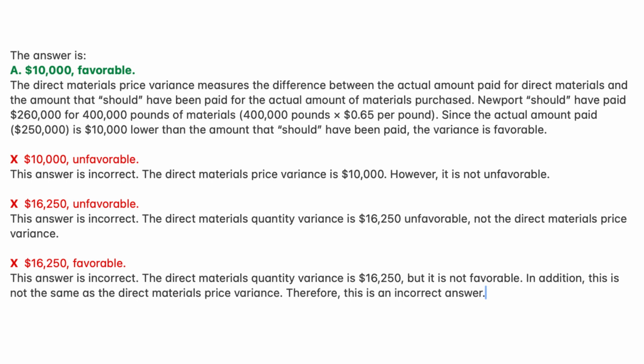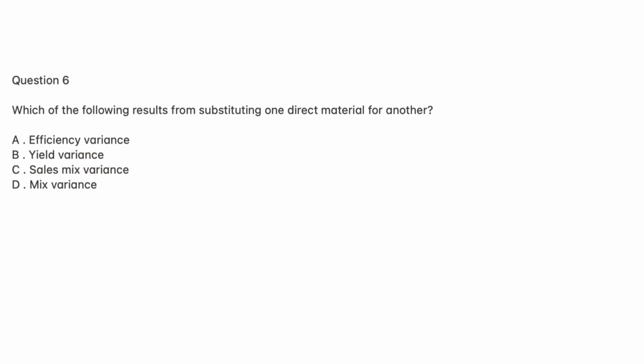$10,000 favorable. The direct materials price variance measures the difference between the actual amount paid for direct materials and the amount that should have been paid for the actual amount of materials purchased. Newport should have paid $260,000 for 400,000 pounds of materials, 400,000 pounds times 65 cents per pound. Since the actual amount paid, $250,000, is $10,000 lower than the amount that should have been paid, the variance is favorable.